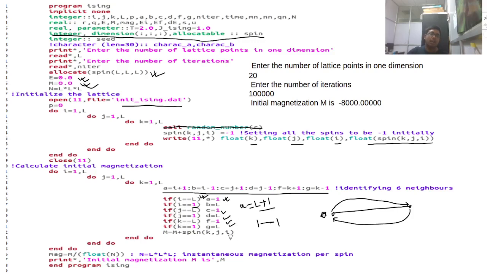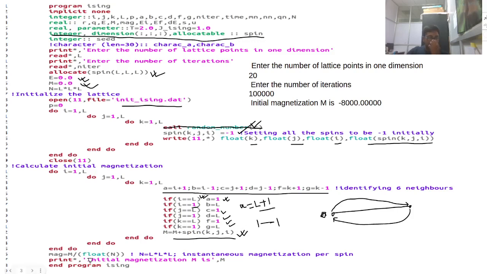Okay, and now I am going to calculate the initial magnetization. Initially M is given to be 0, and now you have incorporated the values of the spins in this line, and you are incorporating all the periodic boundary conditions here, and then everything is set. You just need to calculate the summation of all of the spins. Okay, so this will give the total magnetization.